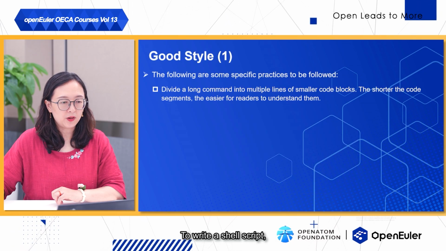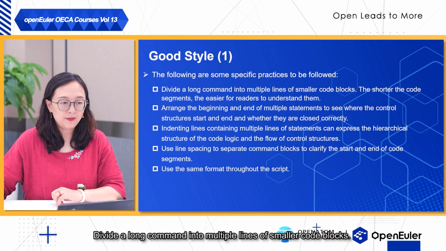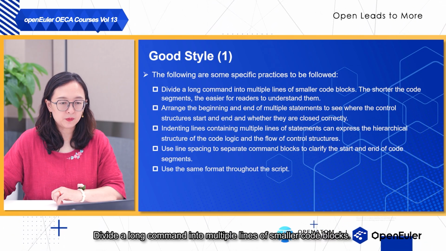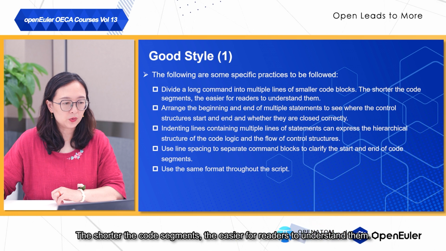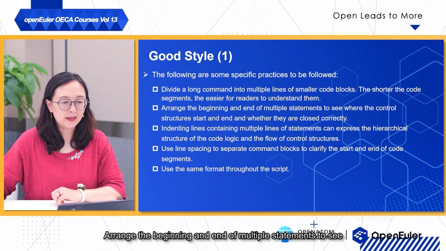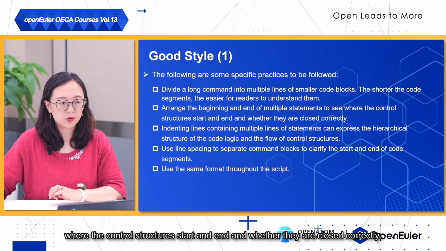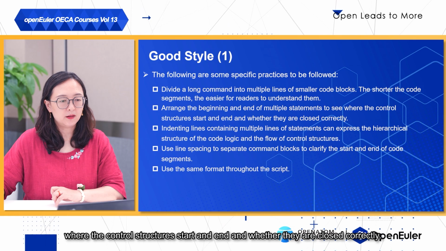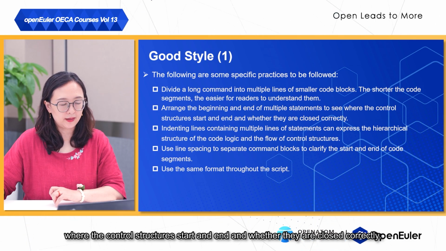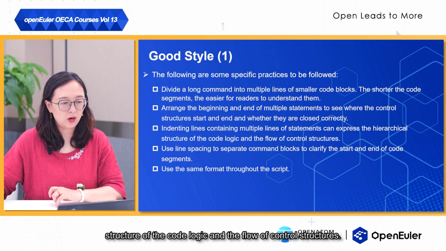To write a shell script, the following are some specific practices to be followed. Divide a long command into multiple lines of smaller code blocks. The shorter the code segments, the easier for readers to understand them. Arrange the beginning and end of multiple statements to see where the control structures start and end, and whether they are closed correctly. Indenting lines containing multiple lines of statements can express the hierarchical structure of the code logic and the flow of control structures.